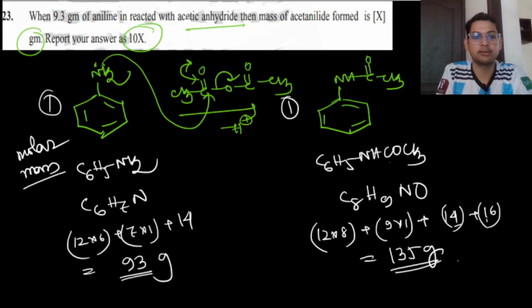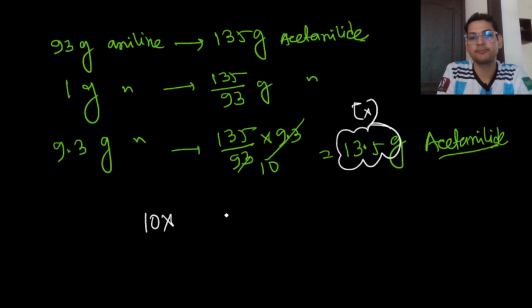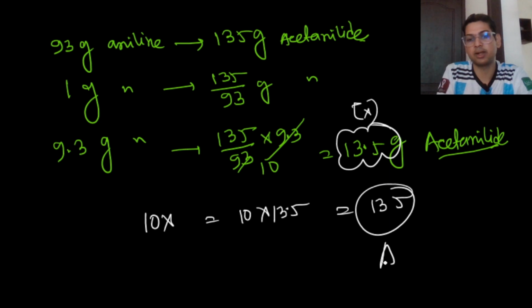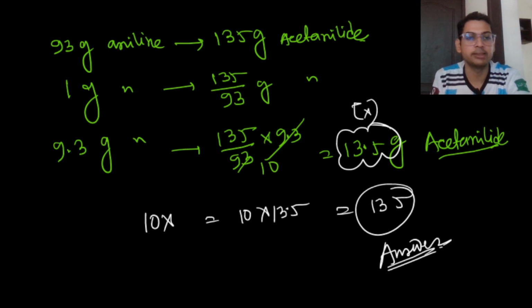Okay, they have done something new. So this is what you will get, but you have to report your answer as 10x. This is the value of x. So 10x means 10 into 13.5, that will be 135, and that will be your answer. Okay, so this way you have to do it.